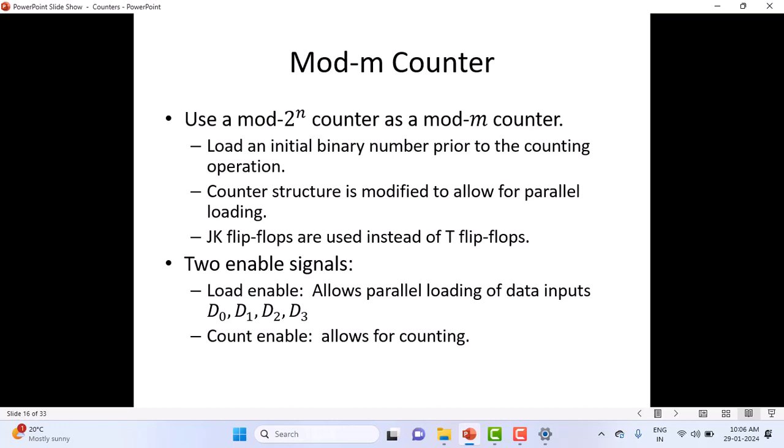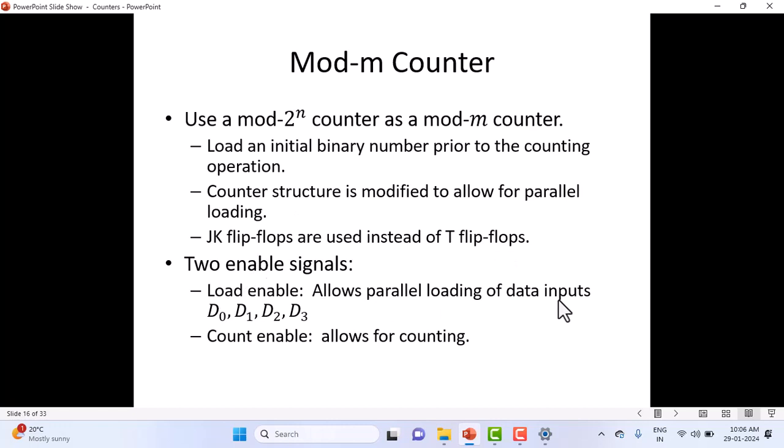Now I'm going to discuss one particular, very complex circuit, a commercial counter available in the form of an IC. I'm going to explain the internal circuit of that IC first, and later we will show a block diagram representation of it. We call it a mod M counter, and it uses JK flip-flops instead of T flip-flops.